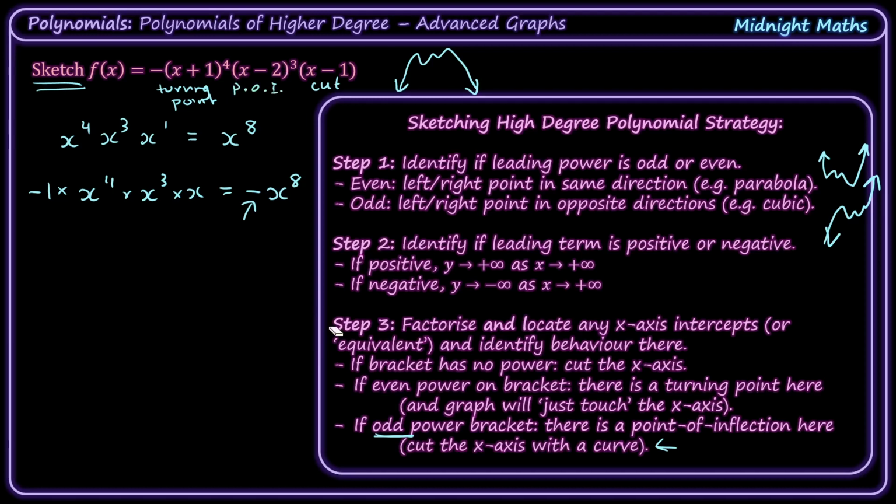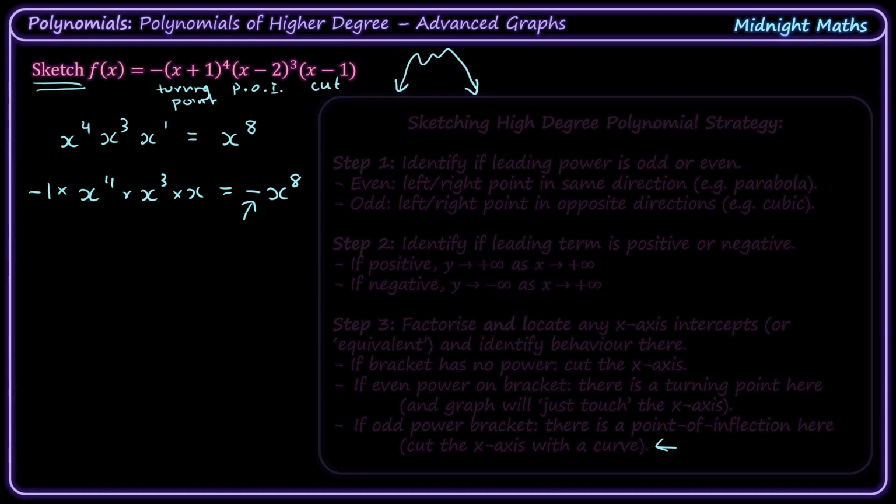Okay, so now based on these three criteria for each bracket, we have enough to classify each x-axis intercept, and then we'll have enough information to draw an exact sketch, or well, not exact, but we'll have the idea of what the shape looks like. Okay, so let's actually give this a go.